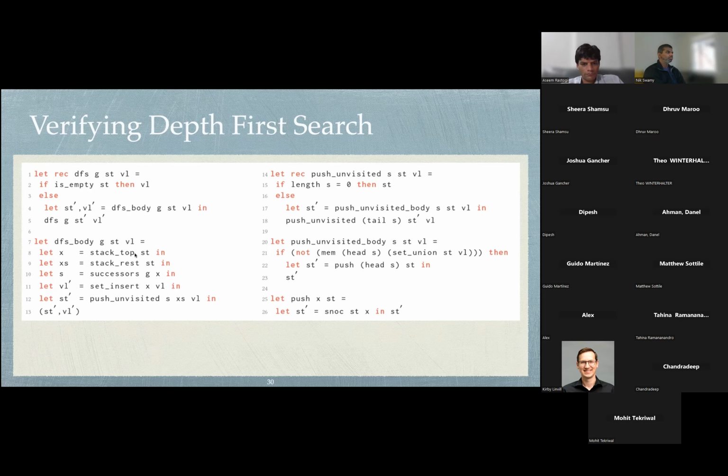Unvisited means they are not present in the stack and not present in the visited set. So if both memberships are absent, that means it is unvisited. Then such unvisited successors are pushed into the stack. Like this, DFS continues.